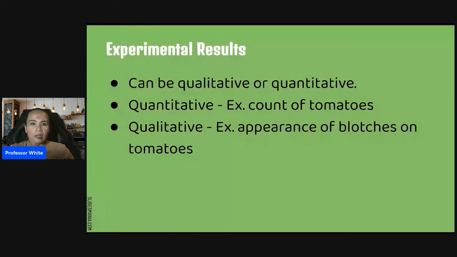And of course, if there are changes that you did to your setup, there's of course your experimental results. It can be qualitative or quantitative. So quantitative basically is in a form of a value or a number, for example, count of tomatoes or the height, or if you count number of pieces, for example, or the time. These are all quantitative. Now qualitative, on the other hand, has to do with what you observe with your eyes, with your senses. Let's say, for example, the appearance of blotches on tomatoes. So these are all qualitative data. Okay, so that's basically it.